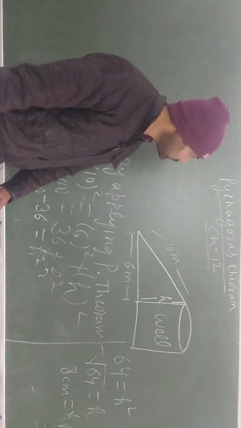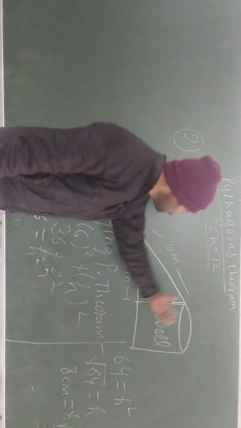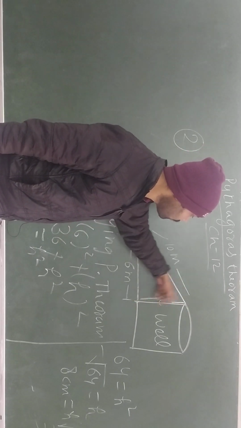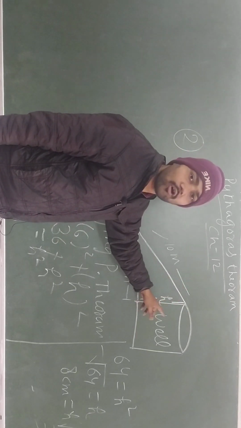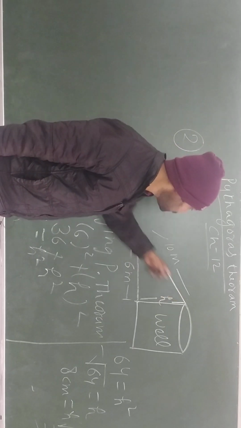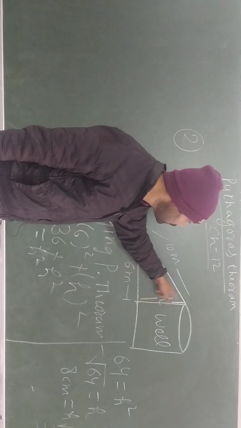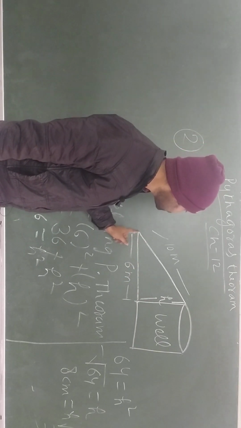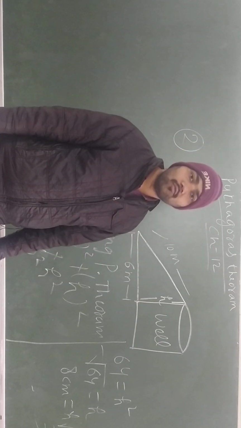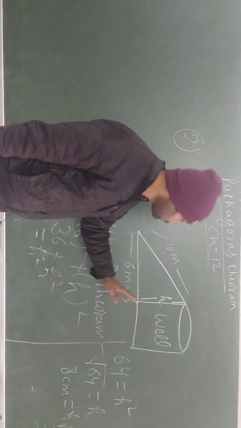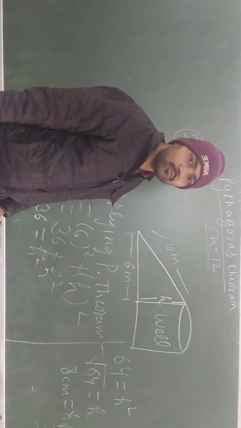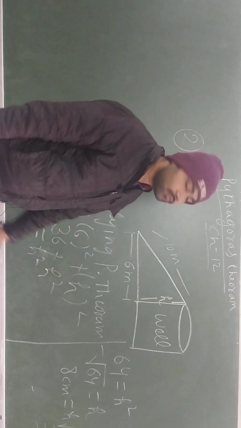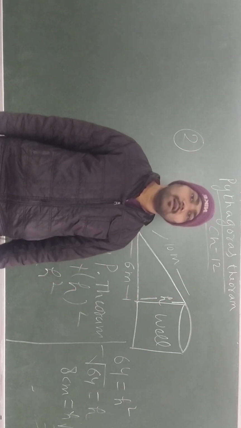Very easy. What it is saying in the question is that a ladder 10 meter long is leaning against the wall of the well, ठीक है ना. So this is a 10 meter long ladder, leaning on the wall of the well. And the base of the ladder is 6 meter away from the well. What we have to find? We have to find the height of the well where the ladder reaches.